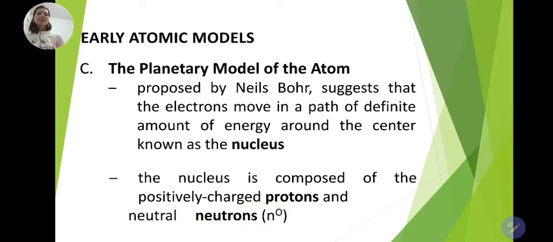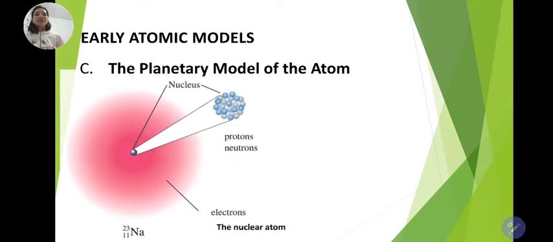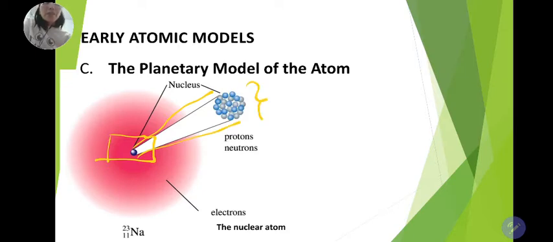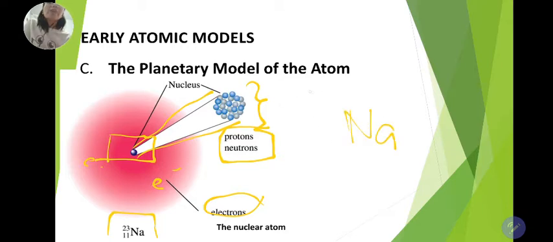Okay? So, that is the example of the nucleus. Here is the nucleus. And then, minagnify ko anong present sa nucleus. We have the protons and neutrons. And then yung electrons, nasa labas lang siya. This is an example of a sodium atom. Sodium, or natrium, which has 11 neutrons and protons and 12 electrons.